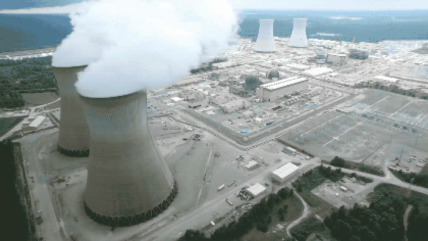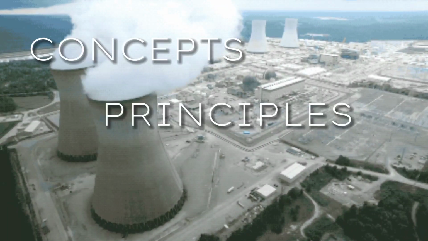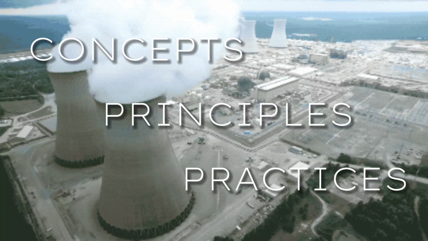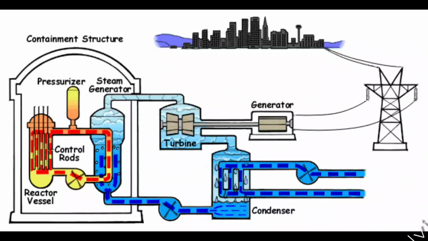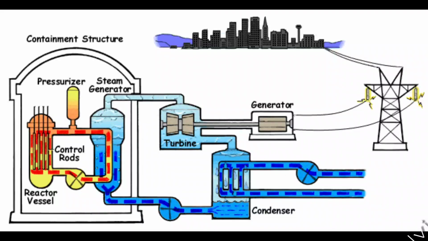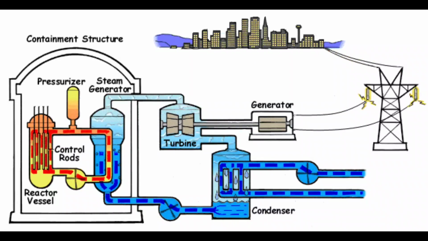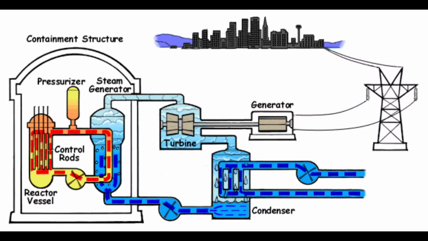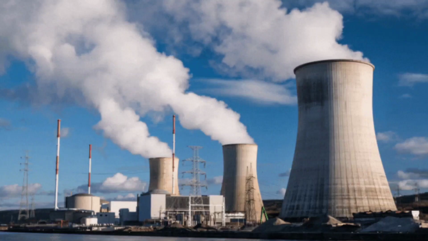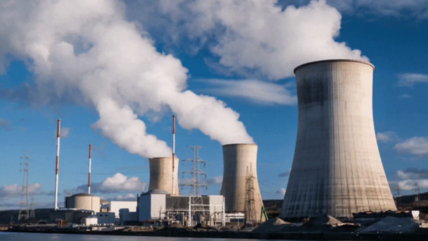Hello, I'm going to discuss the concepts, principles and practices of a nuclear power plant. Nuclear power plants generate electricity through nuclear reactions, typically involving uranium fuel. The process involves splitting uranium atoms to release energy. This heat is used to produce steam, which drives turbines connected to generators, producing electricity.